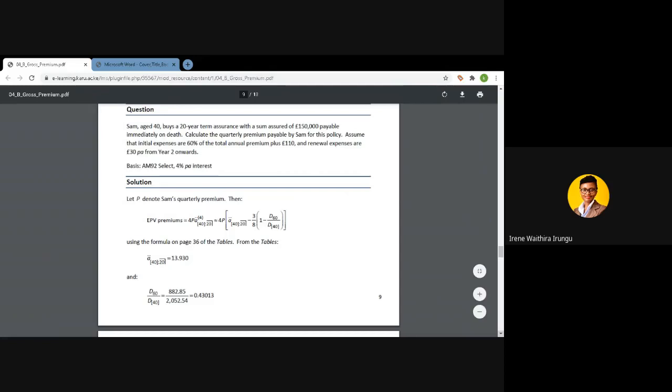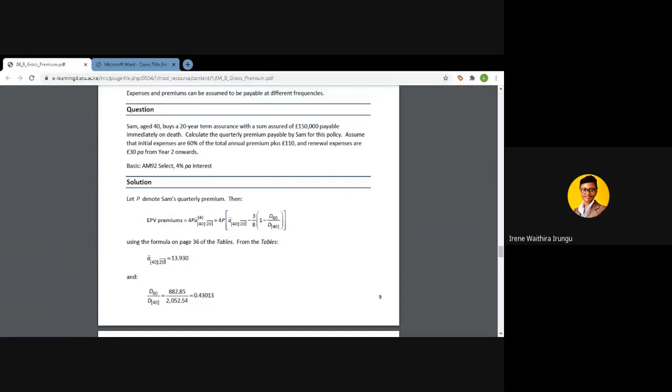Assume that the initial expenses are 60% of the total annual premium plus 110, and renewal expenses are 30 per annum from year 2 onwards. The bases are AM92 Select. Always remember to read the correct tables, and 4% per annum interest. So we can begin with the EPV of premiums.